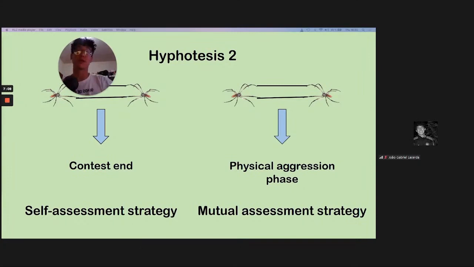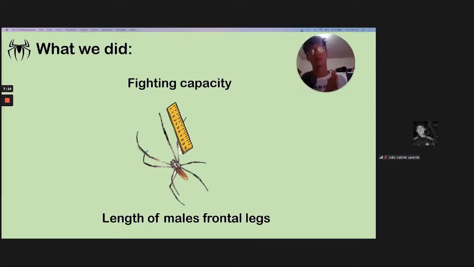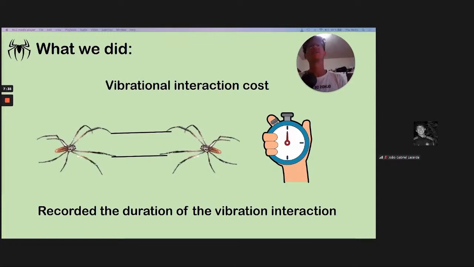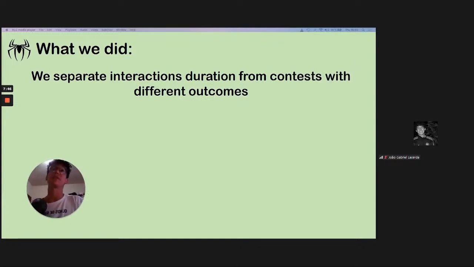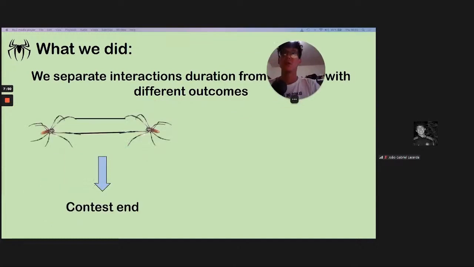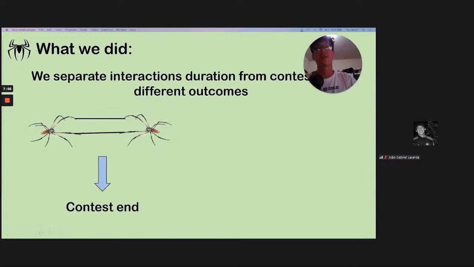So what we did to test this hypothesis: first of all, we measured the fighting capacity as the length of the male's frontal legs. We use this proxy because males do the vibration interaction with their frontal legs, and in the physical phase, they try to grab each other using their frontal legs. To measure the vibration interaction cost, we recorded the duration of the vibration interaction of each contest. And to test the possibility that the assessment strategy may vary within individuals, we separated interaction durations from contests with different outcomes. So we tested the vibration interactions separately for contests that end in the vibration interaction and contests that precede a physical aggression phase.